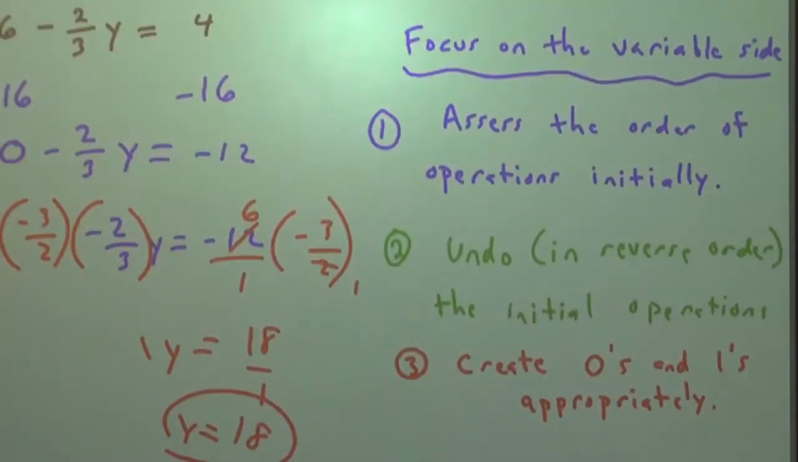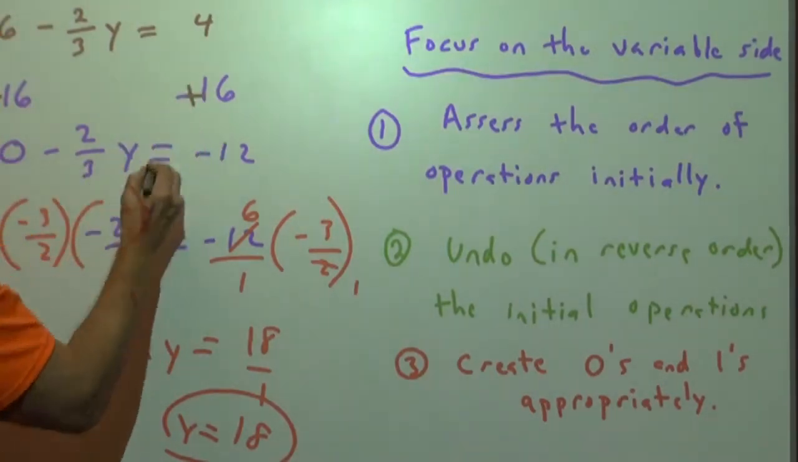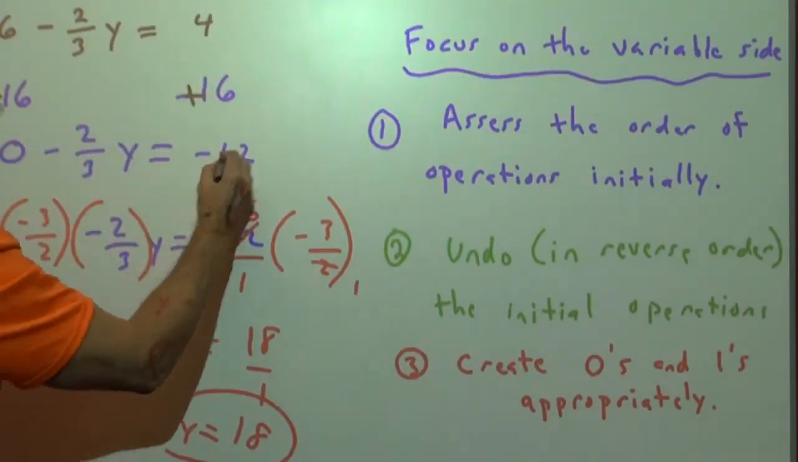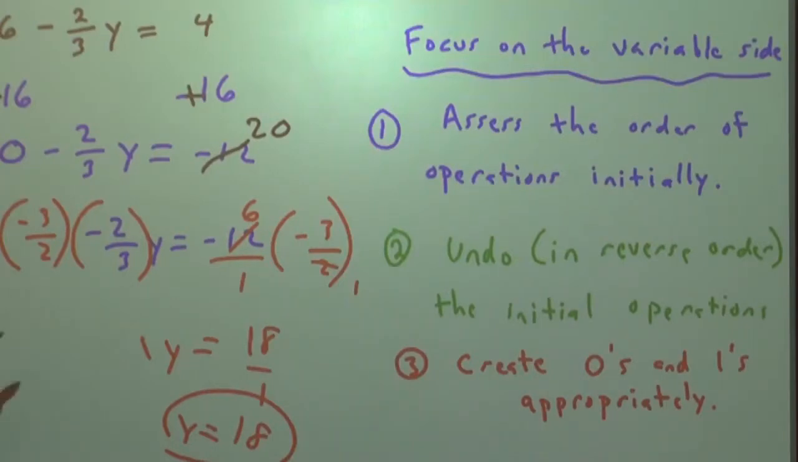They see this problem, and they say, look, 16 is attached by subtraction. I'm not going to subtract 16. I'm going to add 16 because I undo what I did with subtraction. And I add 16 here. And then they get 4 plus 16 is 20. Now they're well on their way to really messing up this problem. But then it gets worse.